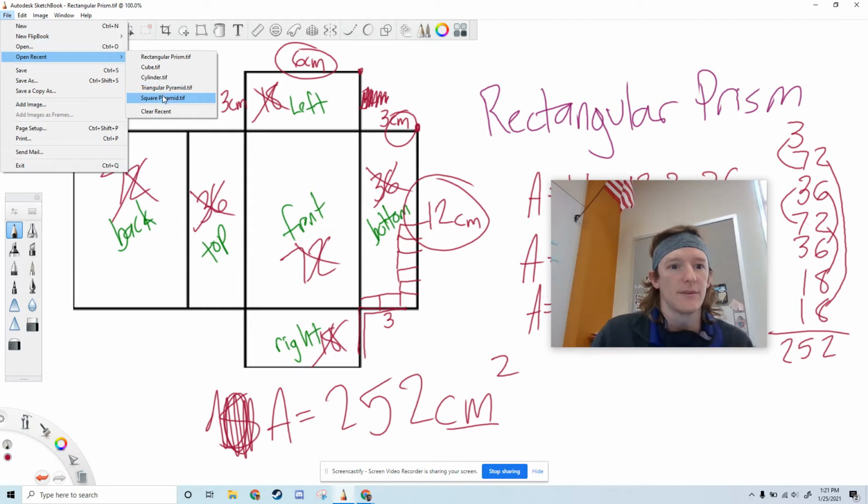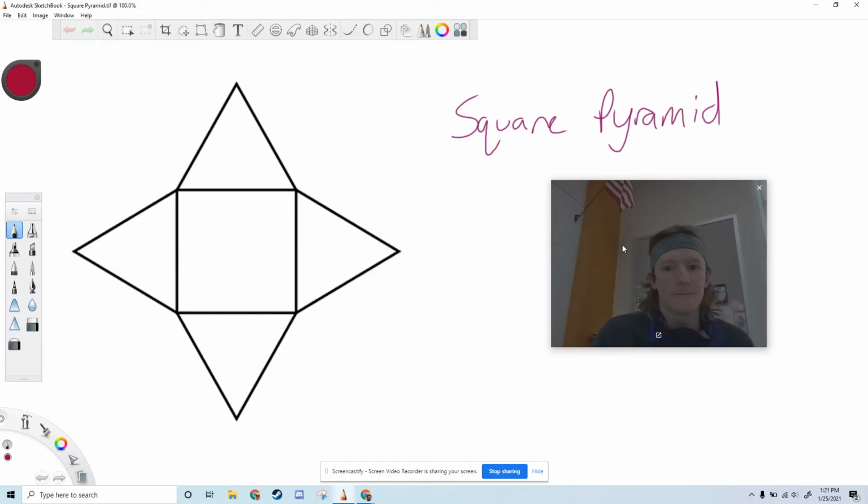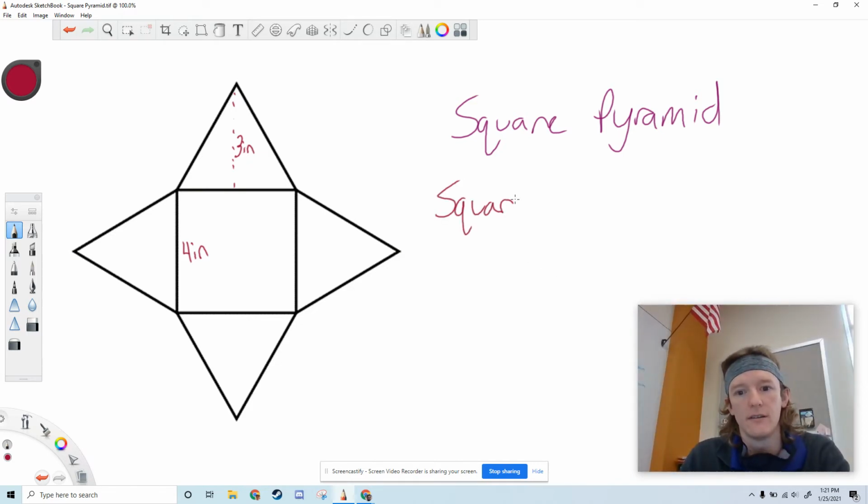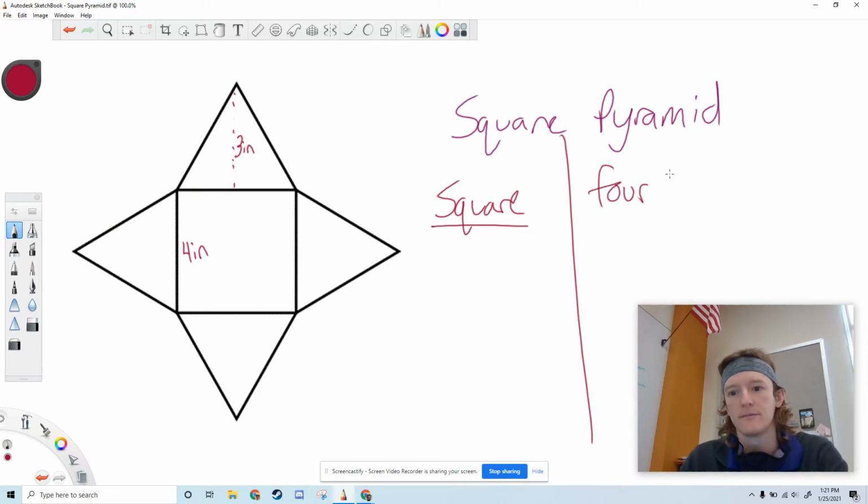Nope, we'll do a square pyramid next. Square pyramid. This one's a little different. We've got 2 different kinds of shapes here. Let's say this is 4 inches, and our height of our triangle is 3 inches. All right, so we're going to have a square, which is in the middle, and we're going to have 4 triangles.